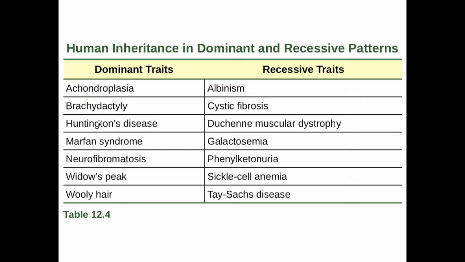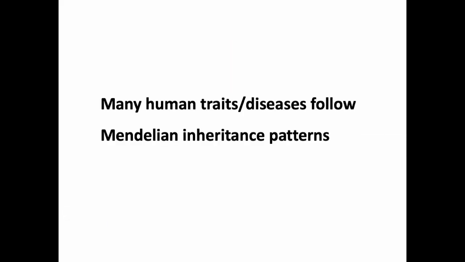If you've got one Huntington's allele, you will have Huntington's disease because it's dominant. These are recessive things. Cystic fibrosis is recessive. If you've got just one cystic fibrosis allele, you're going to be fine. If you've got two of them, you're going to have cystic fibrosis. So again, just pea plants can be kind of boring. I just wanted to point out in this single statement, many human traits and human diseases follow what we've talked about, follow Mendelian inheritance patterns.